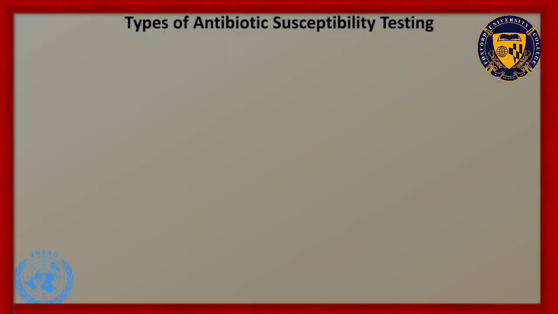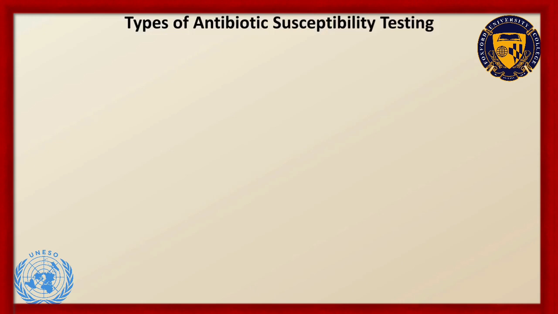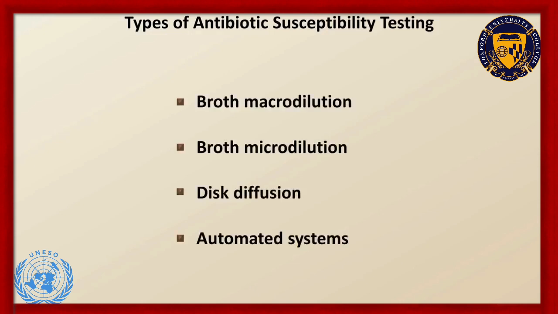There are many types of antibiotic susceptibility testing. I'll talk about these 4 during this lecture. Both broth dilution methods and automated systems are quantitative methods which can provide MICs, while disk diffusion is qualitative and can generally not provide reliable MICs.